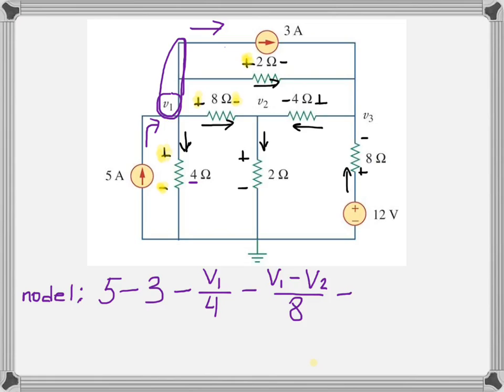We also have the current through the 2 ohms resistor, followed by the same idea. You need to put voltage at plus, and now it is V1. The arrow is actually pointing that it is V1. Voltage at minus will be V3 now, over 2.